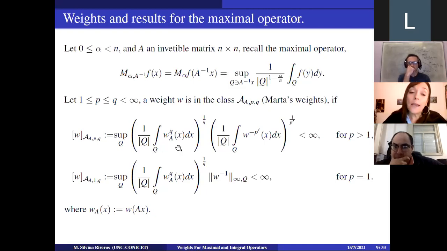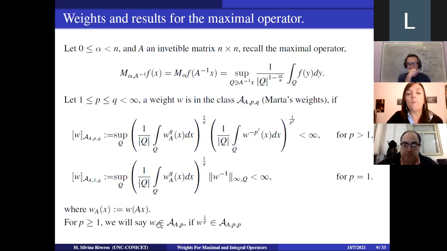She settled these weights, and if you observe, they are like the A_{p,q} classes. But the difference is that in this average, we have W sub A, where W sub A of x is W of Ax. So these will be the classes A sub A of p,q, and in particular, we will also put the classes A sub A of p when W to the 1 over p is in the A_{p,p}. Observe also that if A is equal to the identity, this is the class A_{p,q}, the one that we know for the fractional operator.